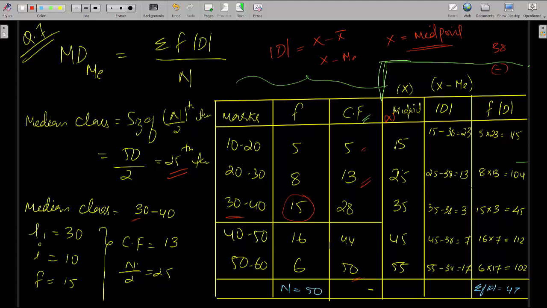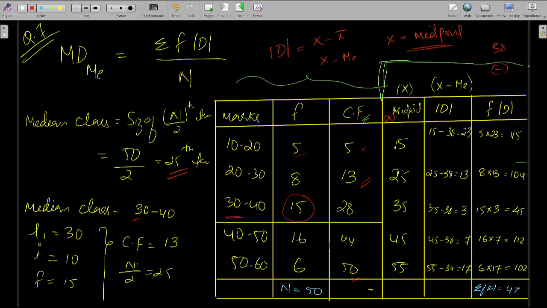25 minus 38 is 13. 35 minus 38 is 3. 45 minus 38 is 7. 55 minus 38 is 17. So you find out the D value, deviation value. Lastly, you find out FD, that is frequency into deviation.